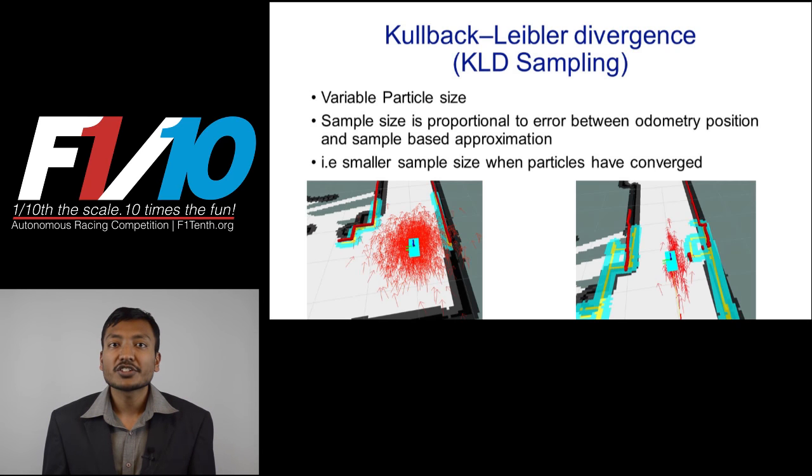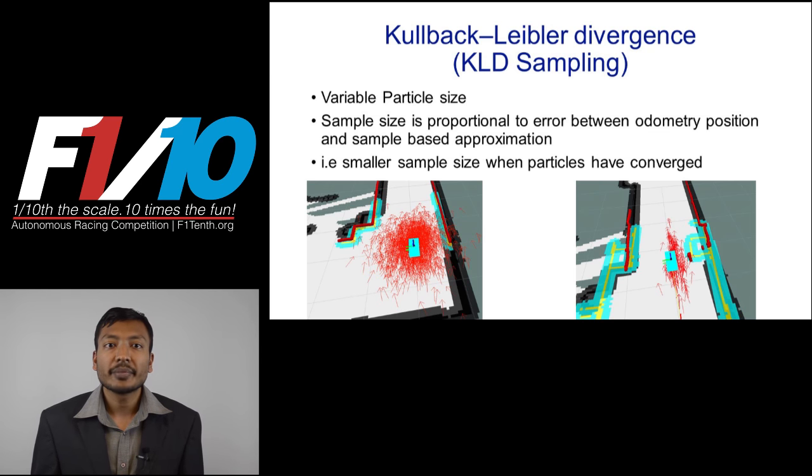This form of localization is computationally expensive. This is because we iteratively have to calculate the correlation for each particle. So, the more particles, the more time it takes to compute the pose. In order to optimize this, we use a sampling method called KLD sampling. This technique controls the number of particles based on the difference in odometry and the particle based location.